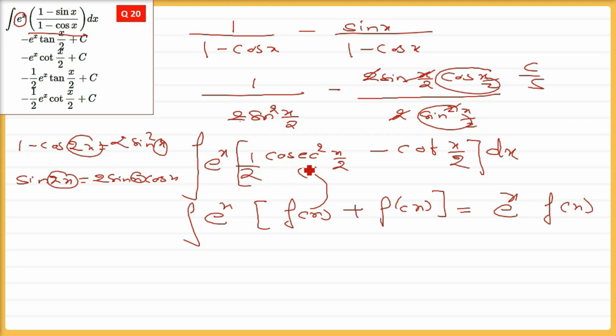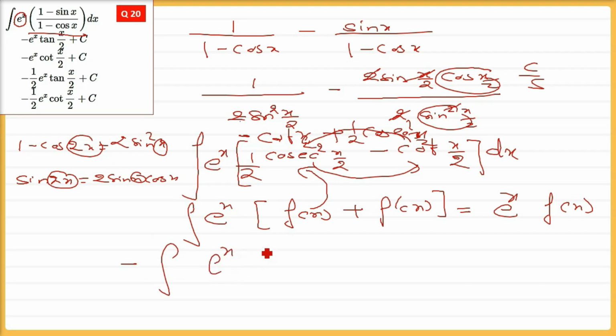But f(x) cannot be taken as half cosec² (x/2). f(x) will be taken as cot(x/2). So it has a negative outside. So we can take a negative out of both of them, and the places can be swapped. When you take a negative outside, it will be cot(x/2) minus half cosec²(x/2). So I am taking a negative outside, which I just explained why I am doing. Now we'll have a proper way of f(x) and f'(x).